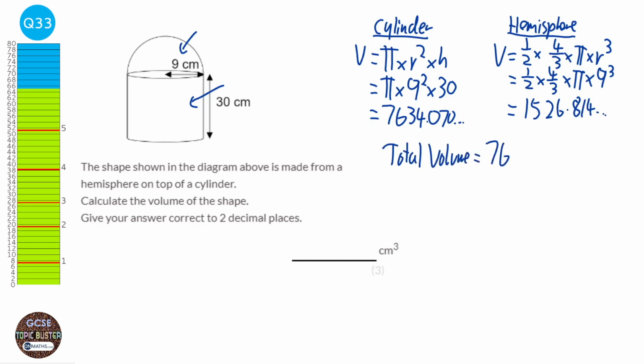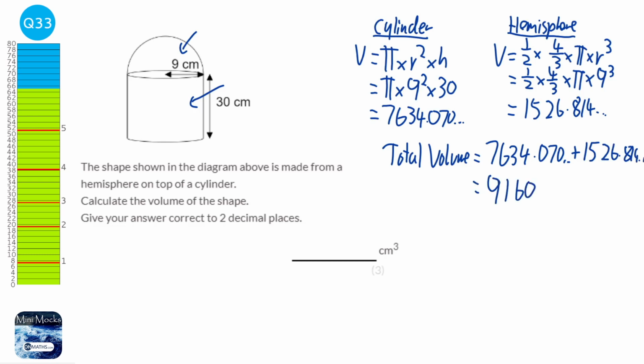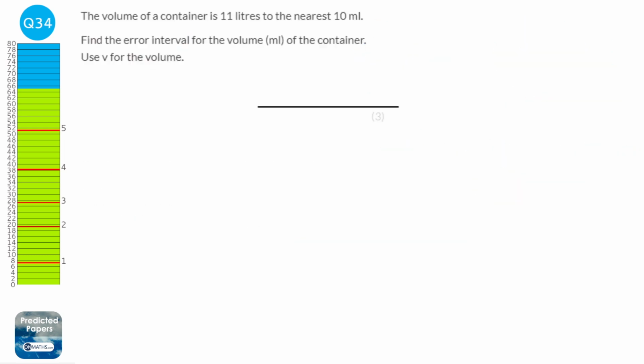And so the total volume is 7,634.070, blah, blah, blah, plus the 1,526.814, blah, blah, blah, which equals 9,160.884, blah, blah, blah. It says it wants it to 2 decimal places, so when we round that, we get 9,160.88.